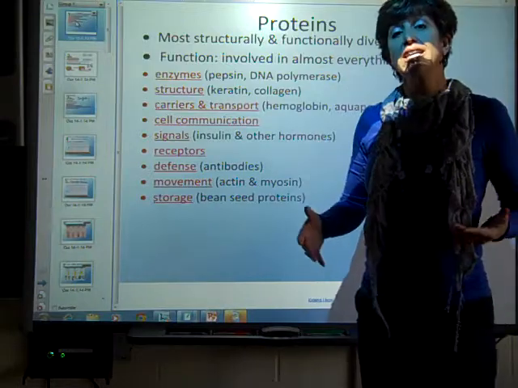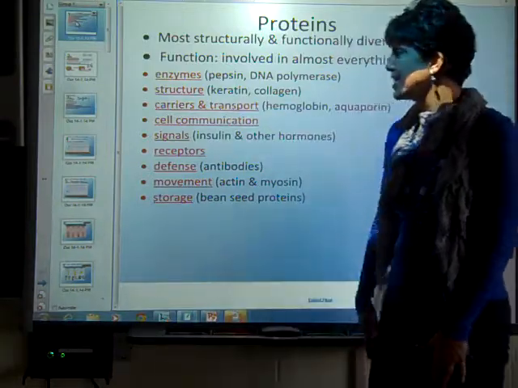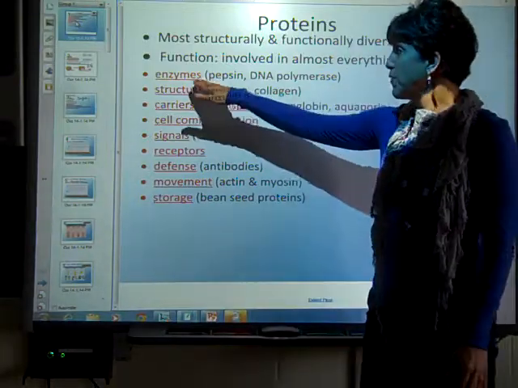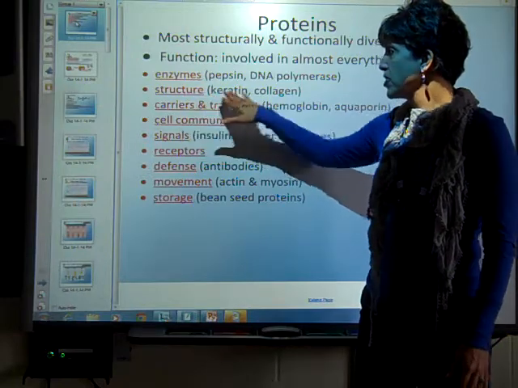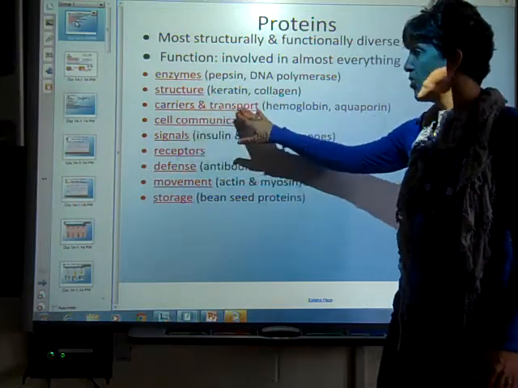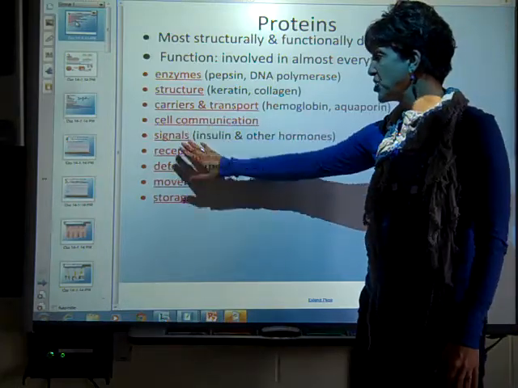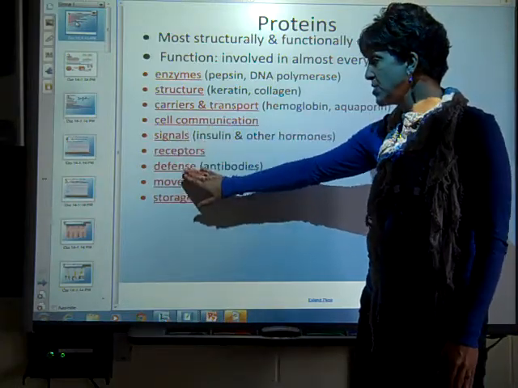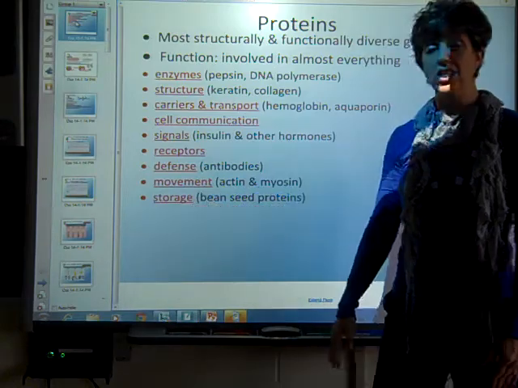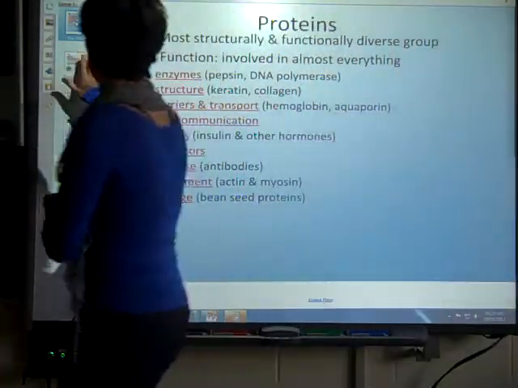Functionally diverse means they do a lot of different jobs. So I want you to write down this list of jobs that they do in your body. They function as enzymes, in structure of your body, carriers and transporters within your blood, cell communication, signals, receptors, defense, movement, and storage. A lot of different functions.